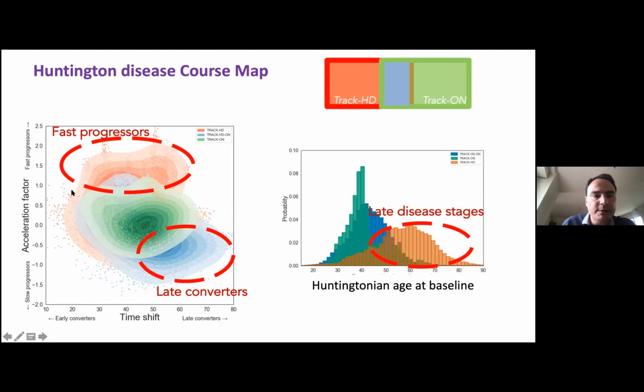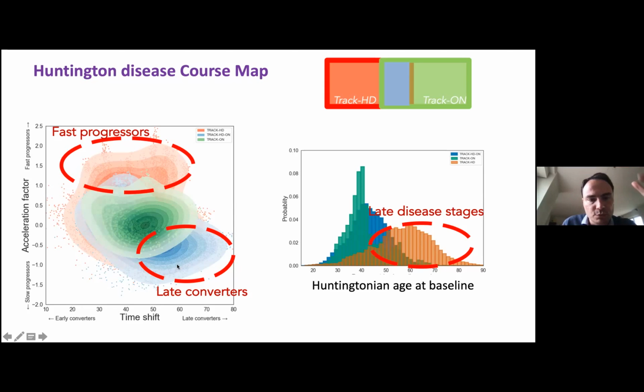In red, it was an initial cohort called the Track-HD cohort. It's the first cohort that was built. And the interesting thing is that they kept following some of these subjects in a follow-up study, which is Track-On. So in blue, you have the subjects in the first study that were followed up during the second study. And in green, you have the new subjects that were added. And not very surprisingly, the people that were not included in the second study were the fastest progressors, most likely because at the point in time they started the second study, these probably didn't meet the inclusion criteria anymore. And at the opposite, the latest converters were the ones that were followed up in the second study.